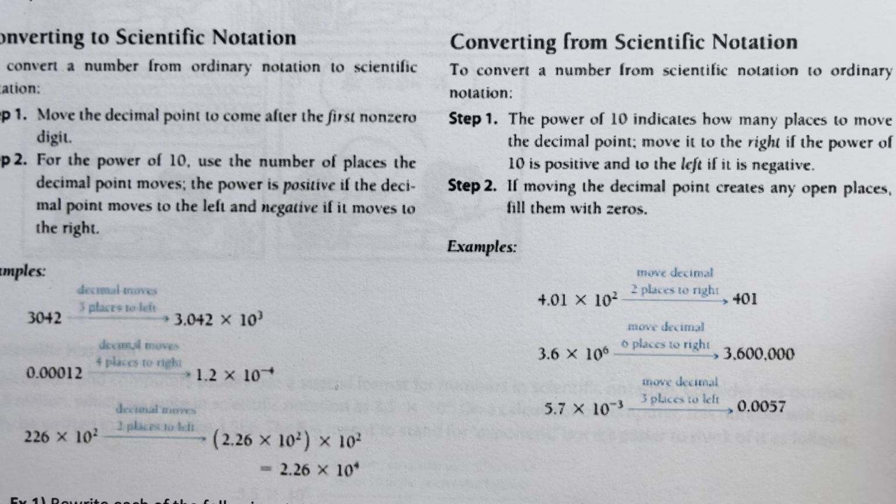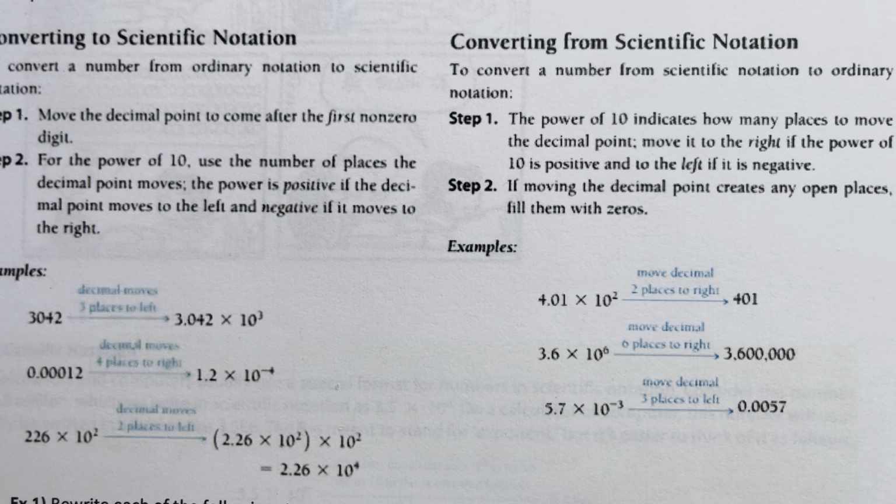If we're going from scientific notation to normal form, we're going to move the decimal to the right if the power is positive, left if the power is negative. Once again, it's a little bit easier to remember: if it's a positive value, it's a large number. Negative values are small numbers. So if I have 4.01 times 10 to the second, I'm going to move it 2 places to the right and end up with 401.